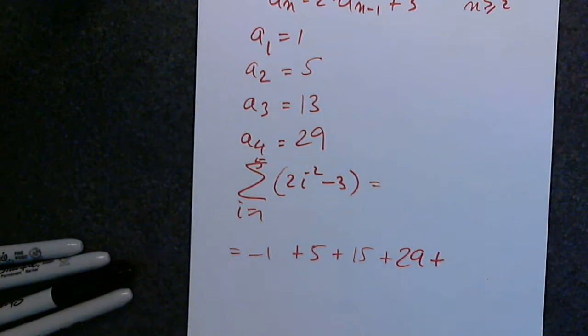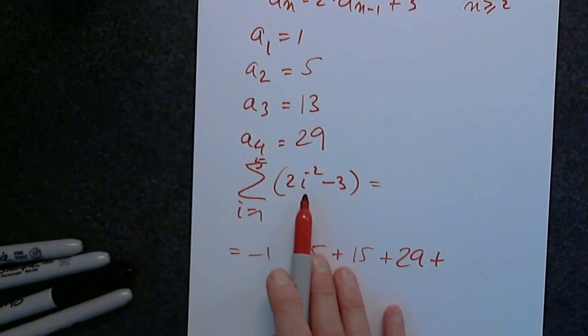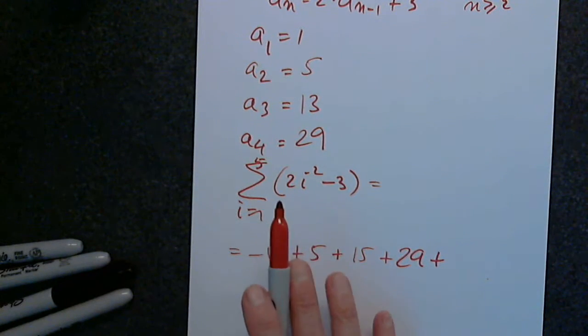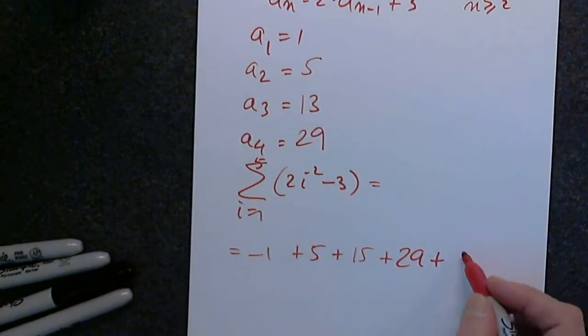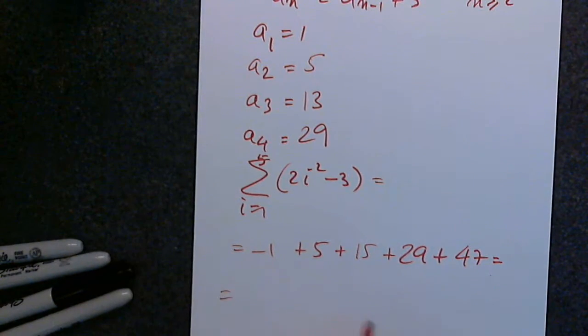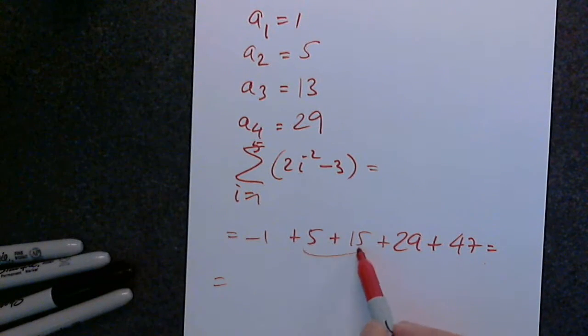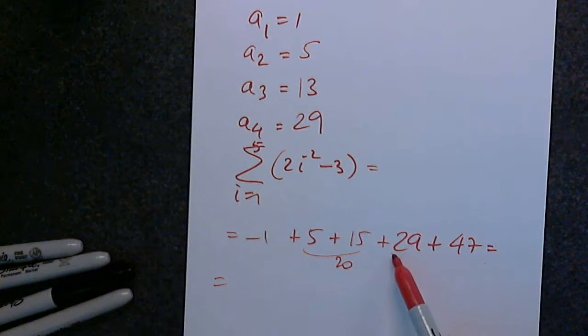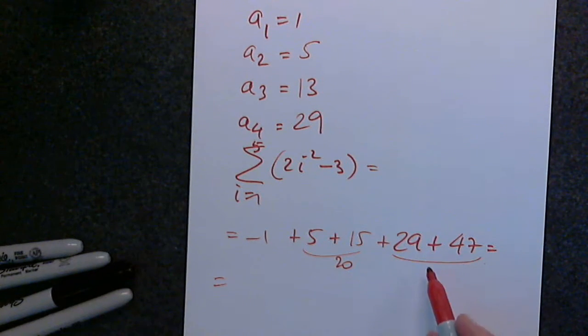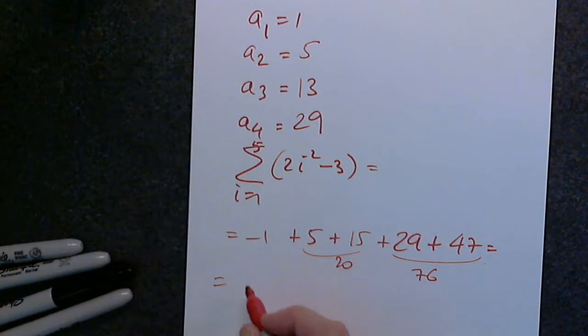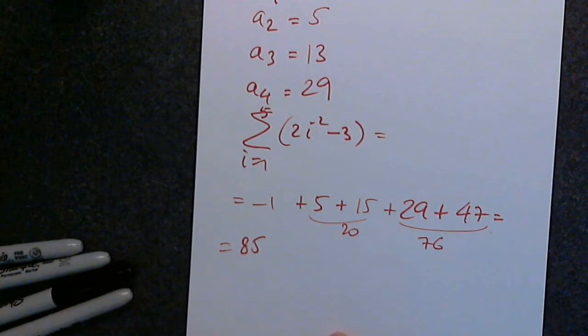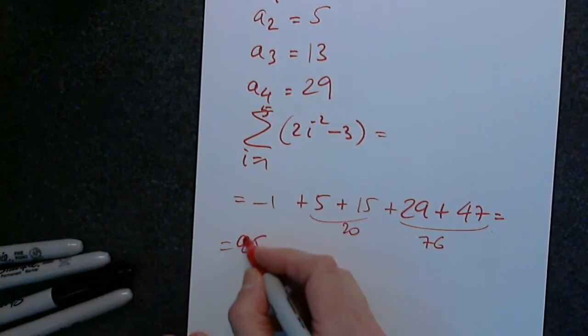And the last one when i is 5. 25 times 2, 50, minus 3, 47. So I know that this is 20, and this is 76. So this is 86 minus 1, 85. I'm sorry, 96 minus 1, 95.